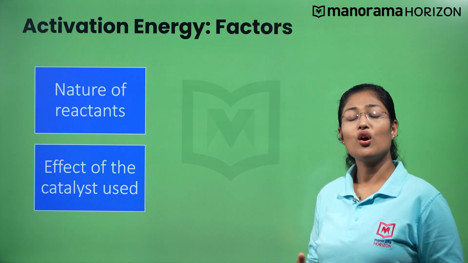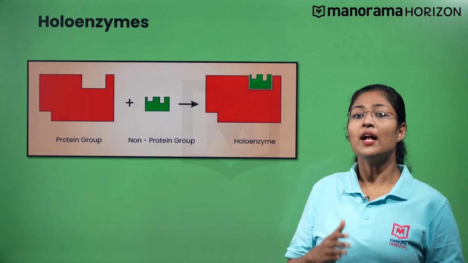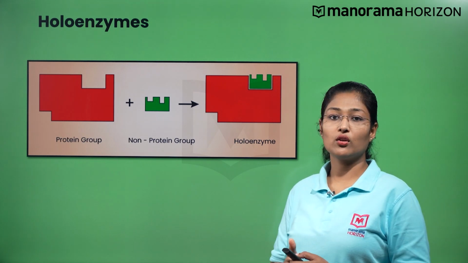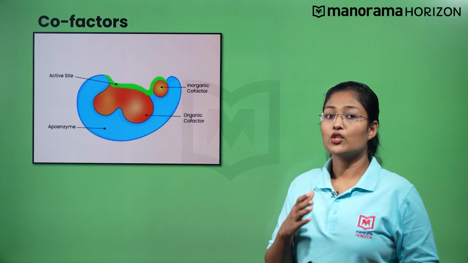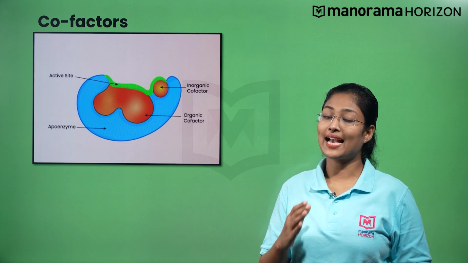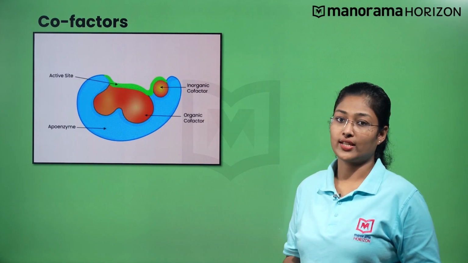Recall that holoenzymes are the enzymes that include a non-protein group tightly bound to a protein group. The non-protein constituents are known as the cofactors, which bind to the enzyme to make it catalytically active. And the protein part is known as apoenzyme.